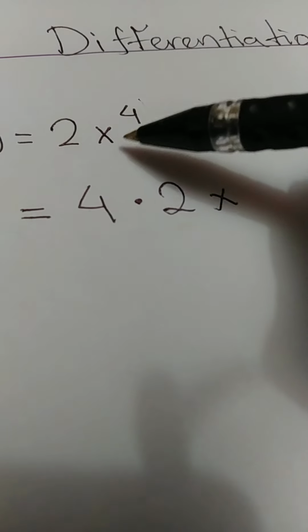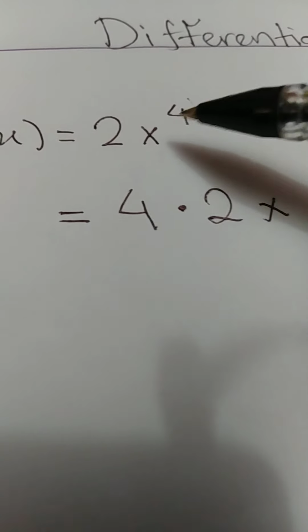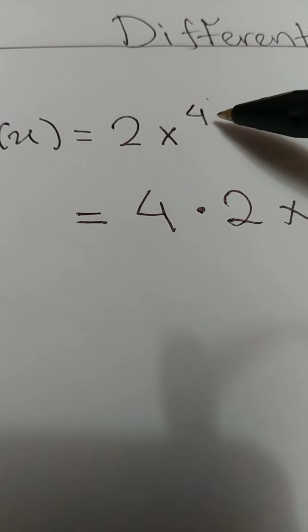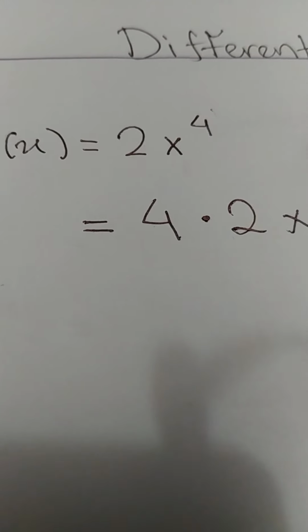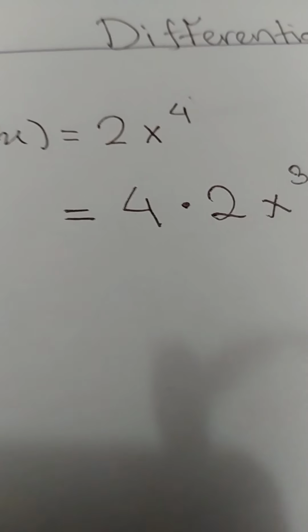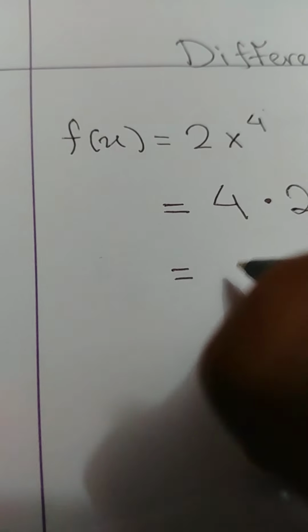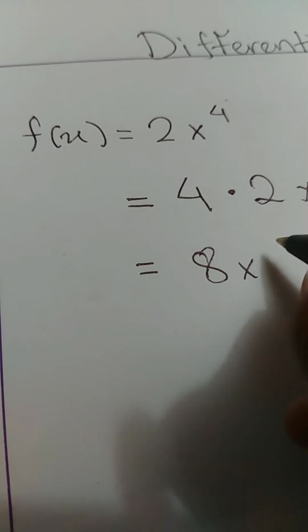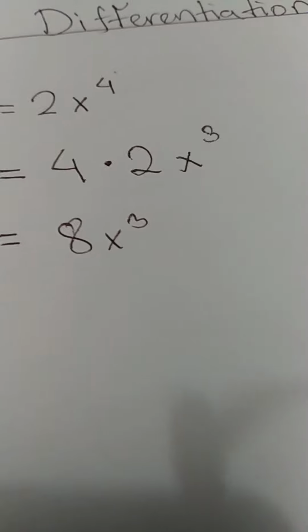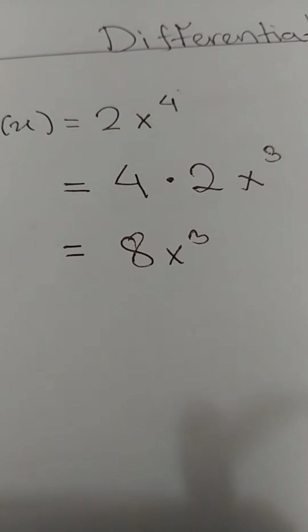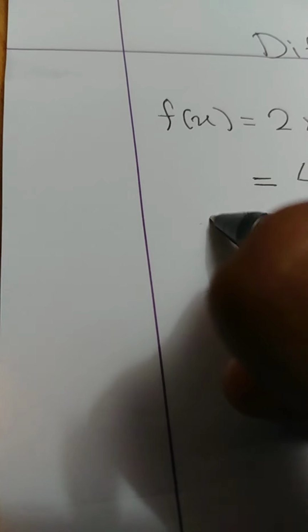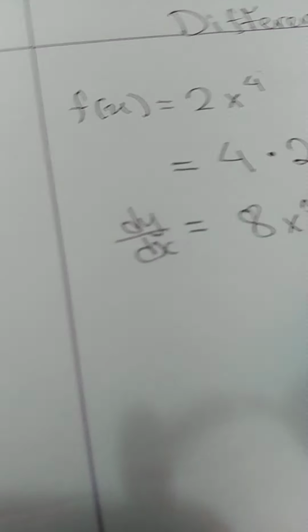And now this x had an exponent of 4, right? So we just subtract 1 from it. That's the rule. So the result we get is 8x cubed. And the derivative is what we call this thing, which is denoted by dy/dx.